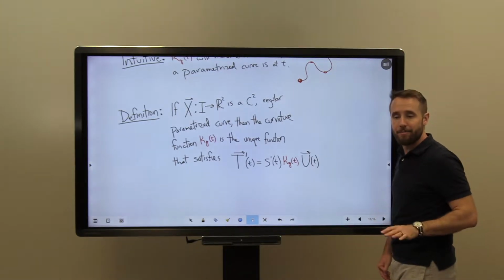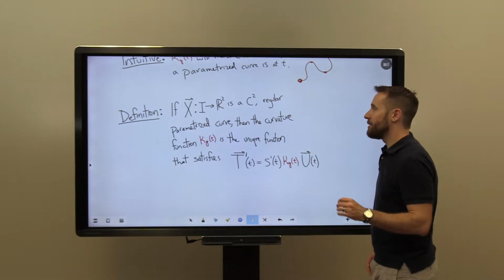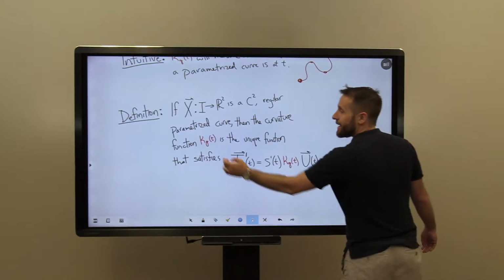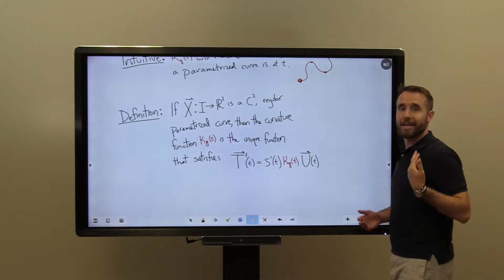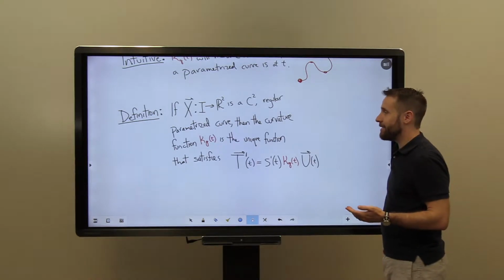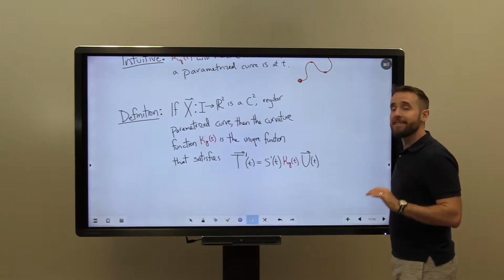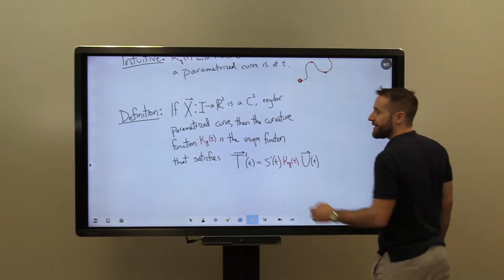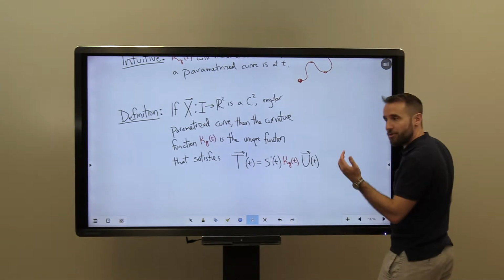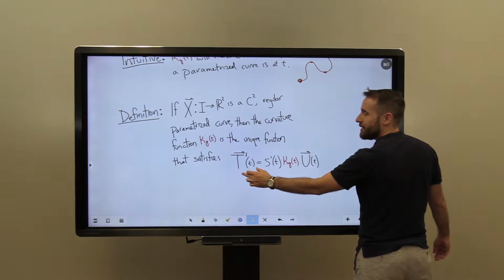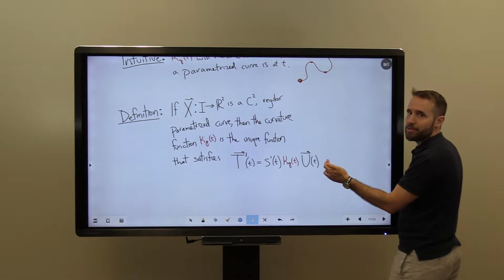And so if we have that as our base, a C2 regular curve, then the curvature function, which we will denote using a kappa, so this is going to be kappa sub g of t, but I'll usually just say out loud kappa of t or k of t or the curvature function, but formally it's kappa sub g, is the unique function that satisfies this equation. So kappa is the unique function such that the derivative of the unit tangent vector, T prime, is equal to s prime times kappa times U.